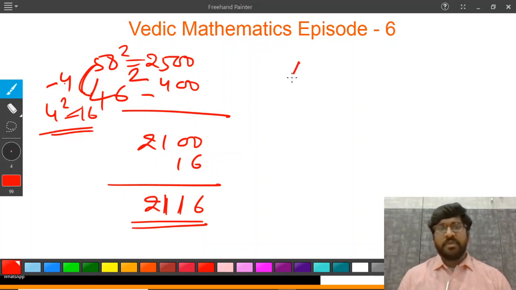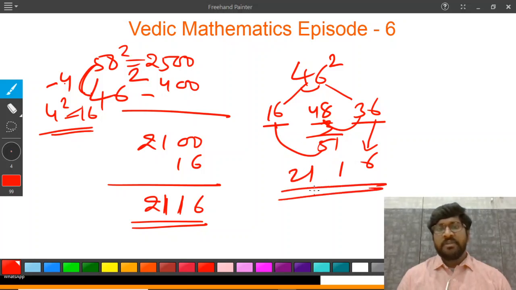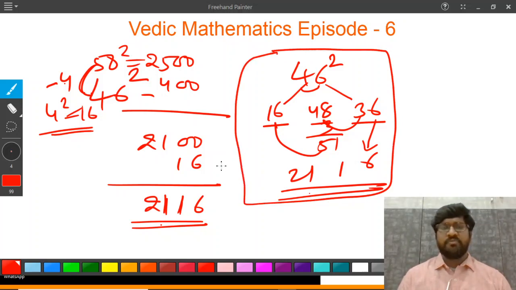If you want, you can check by this method as well. 46 square, earlier we found. How we found? Now 3 places, 6 square 36, 4 square 16, in between 2ab, 4 times 6, 24, to 48. So units place 6, this 3 carry, then this becomes 51, 1 here, then 5 carry, 16 plus 5, 21. We got the same answer. So both are quite good methods and both are not taking much time to find the square. It's you who has to decide which one is convenient to you.